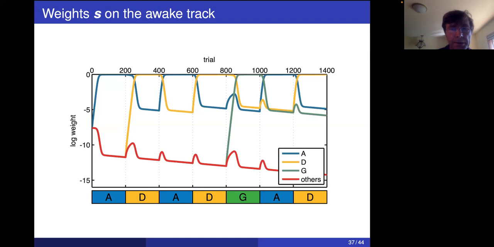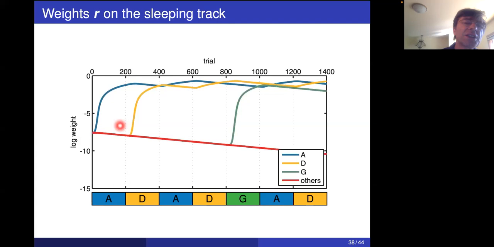Now, if you look at the concentrations on the sleeping side, everything happens slower. The pickup is slower and the decay is slower. But you see that once A was good, it stays at that higher level and then can be picked up faster, because at this point a small amount leaks back to the active track and then it can do the job. Questions?